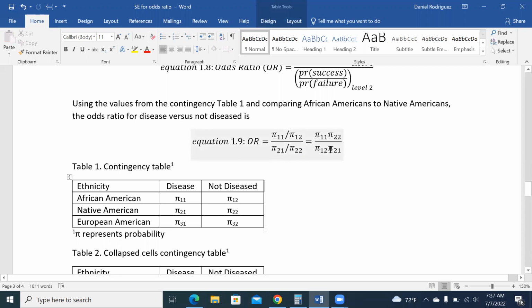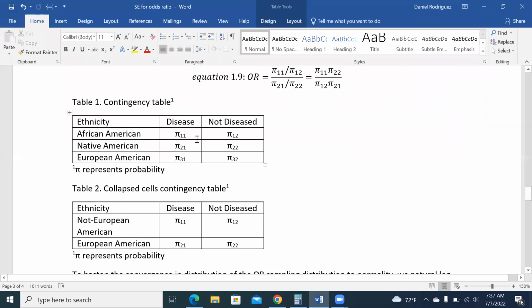We can also formulate this equation into a product term. If you take a quotient from a denominator and want to bring it into the numerator, we just flip it over. So we get pi 1 1 times pi 2 2 divided by pi 1 2 times pi 2 1. A lot of times you'll see these equations for odds ratios with sample sizes rather than probabilities, but it's irrelevant, because if you take each probability and multiply it by the total sample size, you'll get the n for each cell.